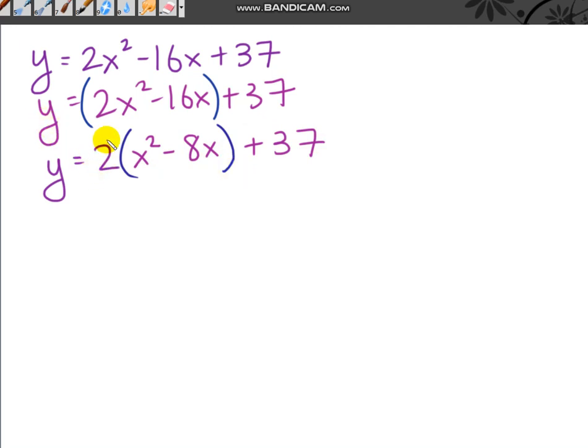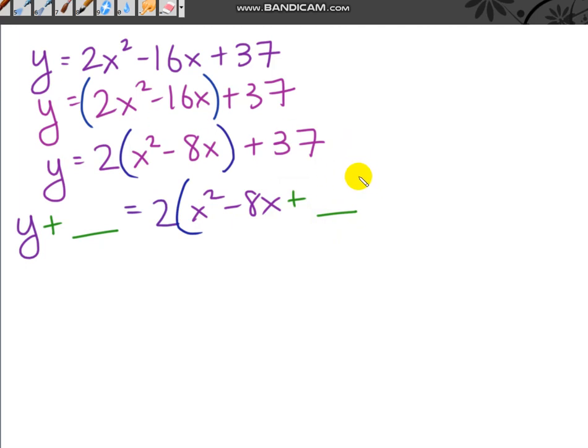Okay. Next, we need to set up our blanks for completing the square. So we have y, plus something, equals 2 times, and then we have x squared minus 8x, plus something. Close the parentheses, and then plus 37. Okay, so what we're going to have to do is this lovely thing called completing the square.